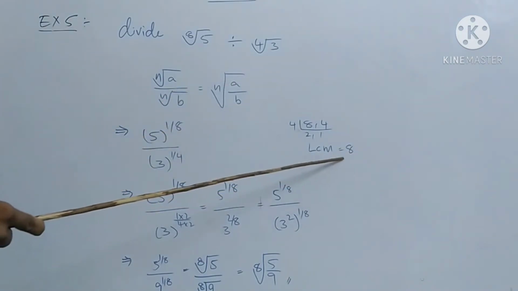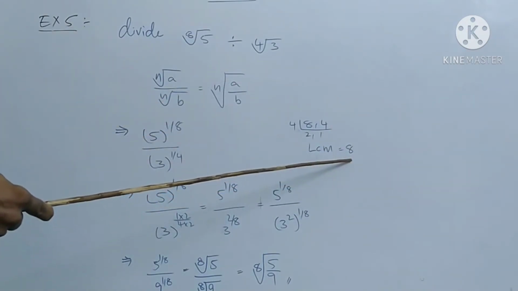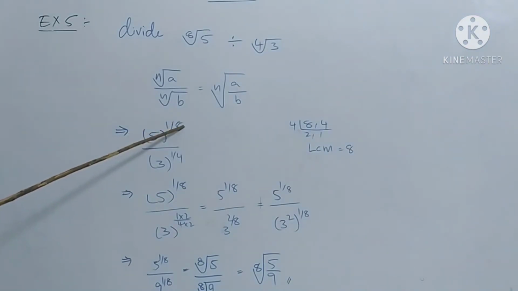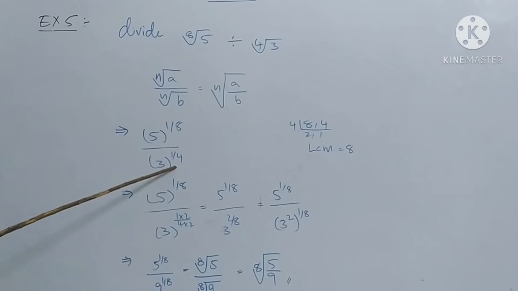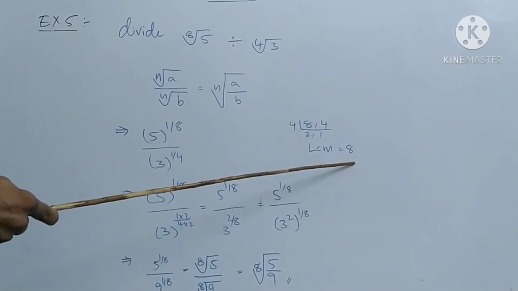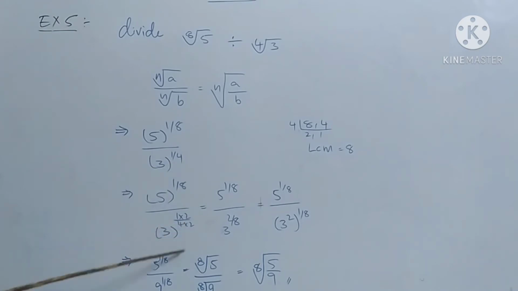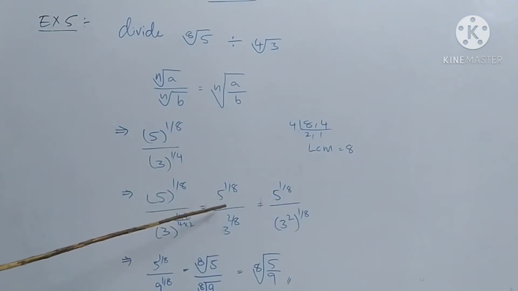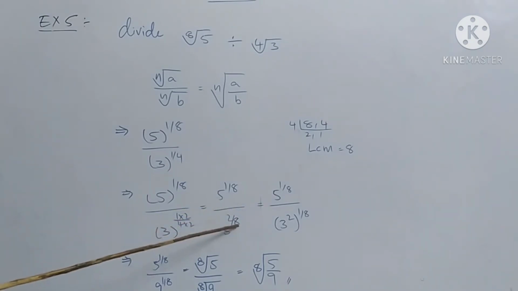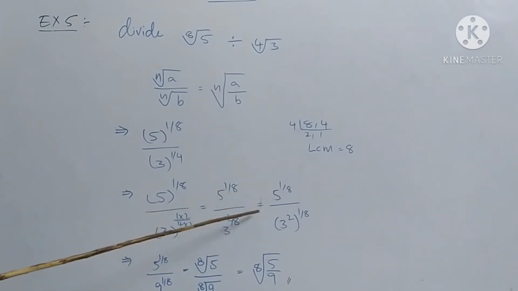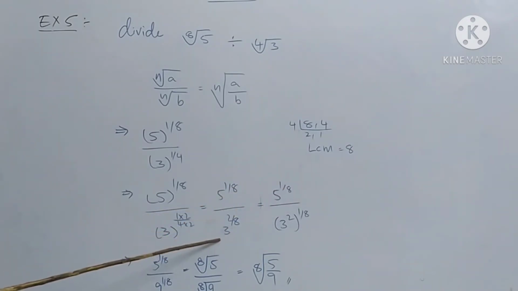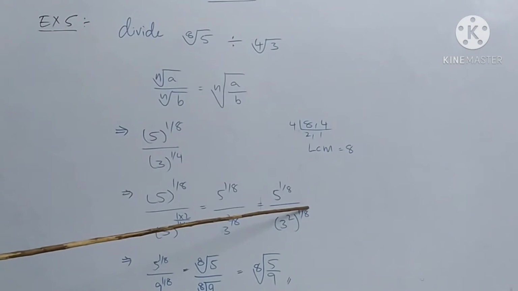8 how many times divides 8? 1 time. So 1 into 1 divided by 1, it is nothing but 1 by 8. 5 to the power of 1 by 8. 4 how many times divides 8? 2 times. So 1 into 2, 4 into 2. 3 to the power of 2 by 8. That is equal to 5 to the power of 1 by 8 by 3 to the power of 2 by 8. So that is equal to 5 to the power of 1 by 8 by (3 power 2) whole to the power of 1 by 8.